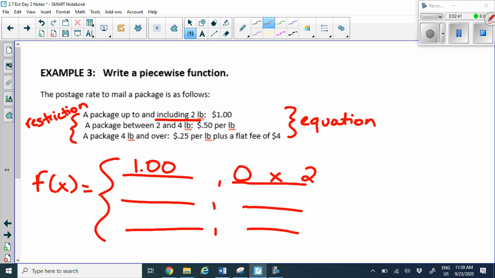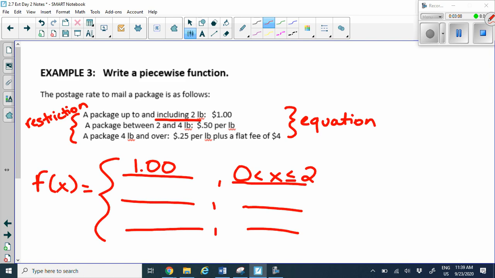So 0 is less than x. There's actually not going to be an equal bar because, remember, it would not make sense to pay $1 if we don't have any pounds for our package. But notice the word says including 2. That means when we do our inequality with the 2, that's going to have an equal bar because we're including it. Okay, so x is in between 0 and 2, so basically that's our weight there. Okay, let's do the next line.